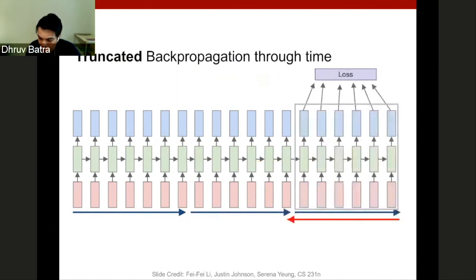Okay, and you would propagate that forward in time. Could you explain the reason for truncated backprop through time? What's the intuition behind it? Well, the reason is efficiency.